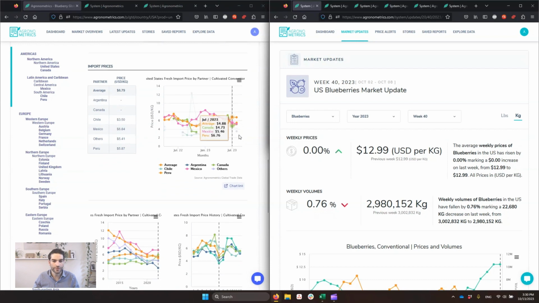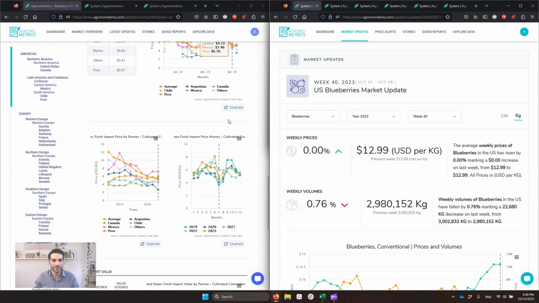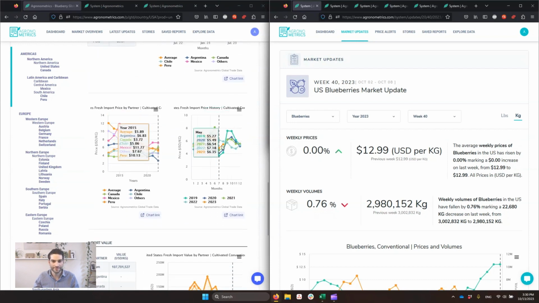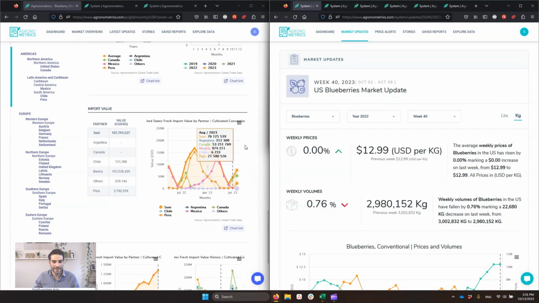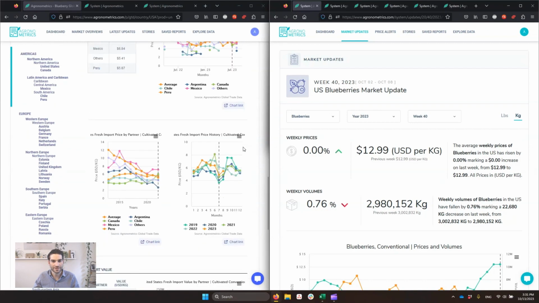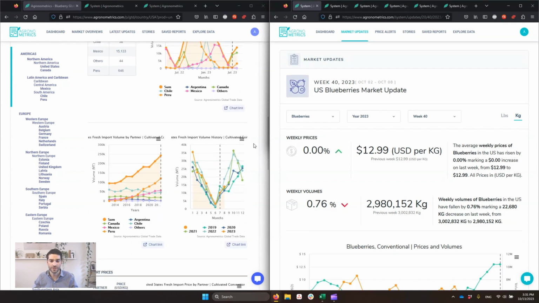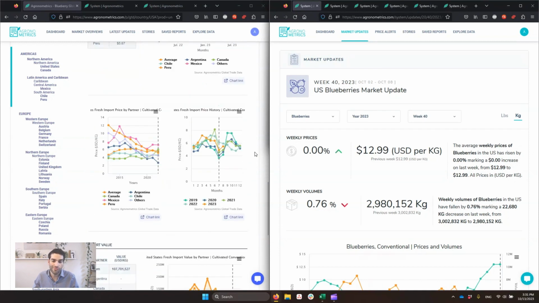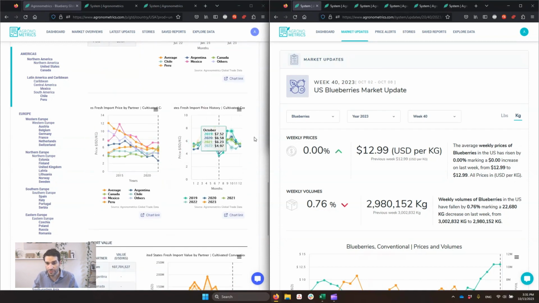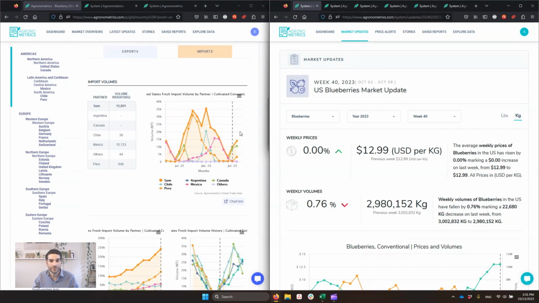After we get through volumes, we have the same information for pricing. And then finally, value. So this is very useful information. It gives you a good idea of what's going on in the market, what the trends are, how pricing is going this year compared to previous years, so on and so forth.